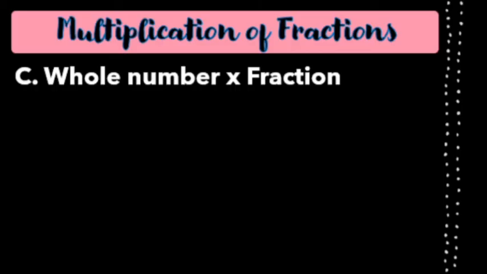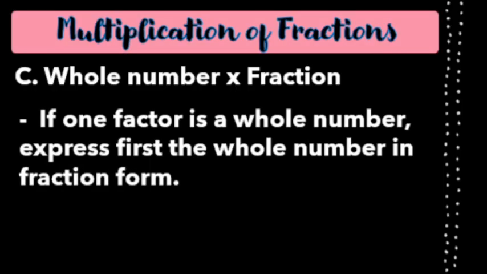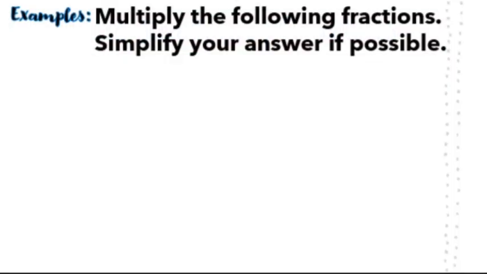Last is multiplying whole number by fraction. If one factor is a whole number, express first the whole number in fraction form. How? Always remember that any whole number, its sole denominator is 1. So, to be able to change whole number in fraction form, rewrite the whole number as a numerator and 1 as its denominator. Let's have some examples.